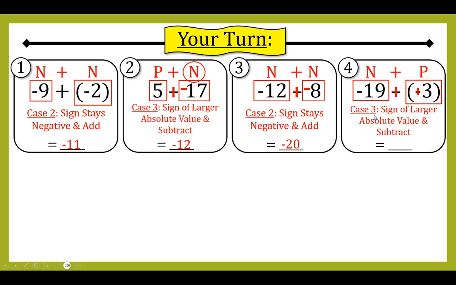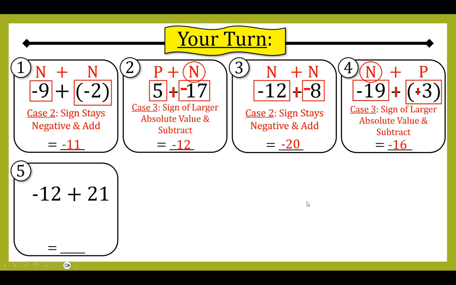This is case number 3. I'm going to take the sign of the larger absolute value and subtract. So this is 19. This is 3. The larger absolute value is 19. That tells me my answer is going to be negative. And then I'm going to subtract. 19 minus 3 will give me 16. So again, my answer is negative, so -16. All right, number 5, go ahead and hit pause.